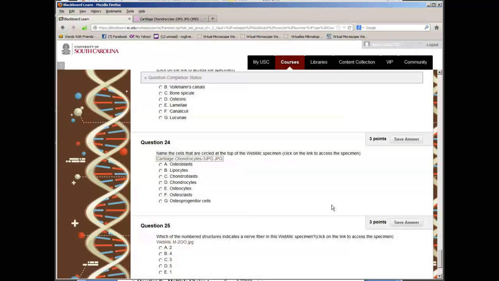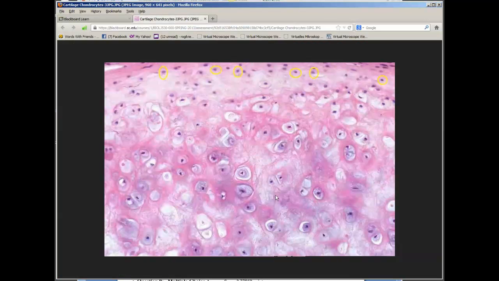Here on question 24, you're asked to name the cells that are circled at the top of the Webb-Mike specimen. They're giving choices: osteoblasts, lymphocytes, chondroblasts, chondrocytes, osteocytes, osteoprotein cell, osteoclasts, etc. So we look at this, and immediately we see these rounded areas. You see a little space around. You see the nuclei. You see the cytoplasm, and it should remind you of the pattern of cartilage.